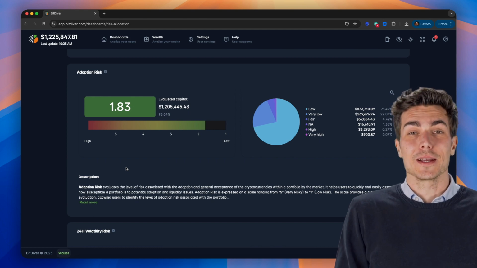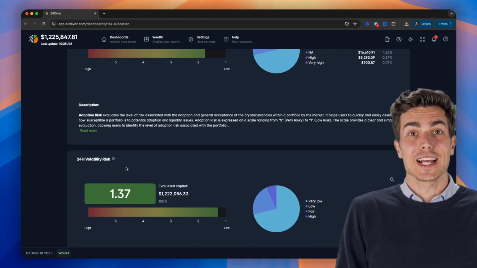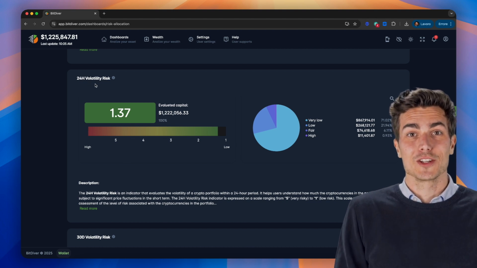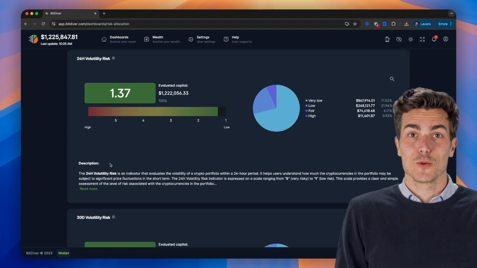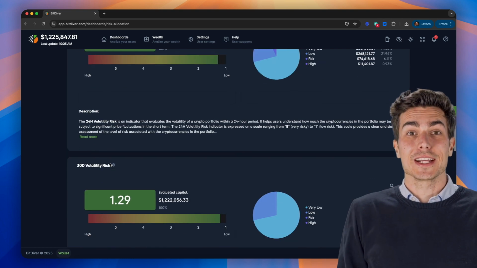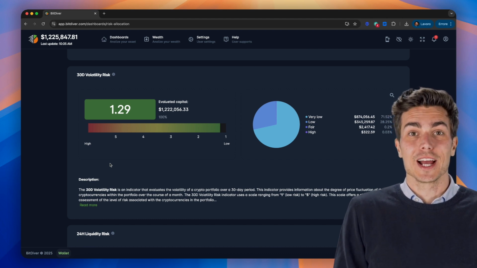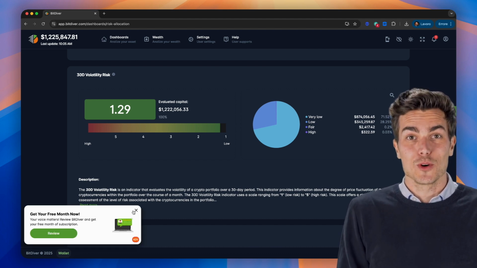Next, you'll find 2 volatility indicators, tracking price fluctuations over time. 24H volatility, price changes over 1 day, 30D volatility, price changes over 30 days. The volatility risk helps you understand that an asset's value can change significantly in a short period, making it harder to decide when to add or withdraw capital.